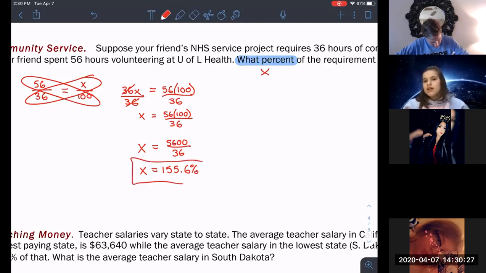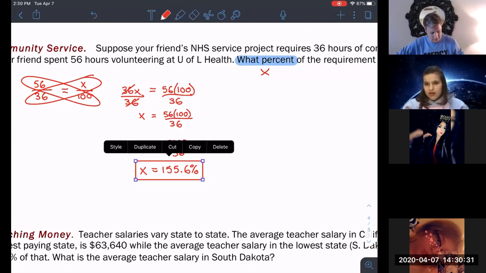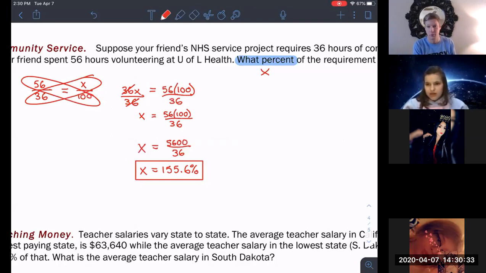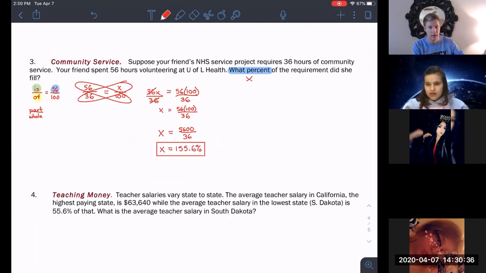And remember, it's a story problem. Just to make sure you get all the points for this page, you want to answer the question with a complete thought. So a nice simple answer would be she fulfilled 155.6% of her requirement. Now it's kind of weird, but that's what we expected. If you think about the problem logically first, then you know we should be expecting a percentage that's higher than 100 because she did more than she needed to do.